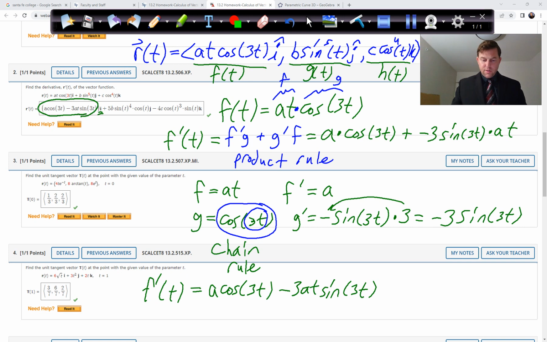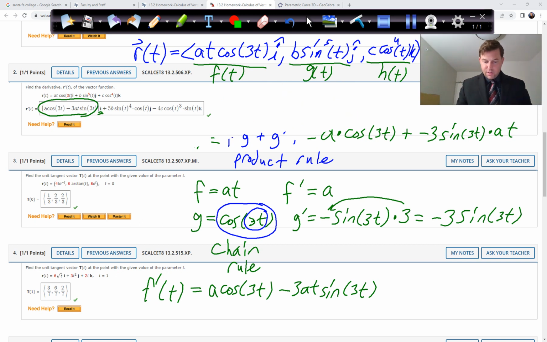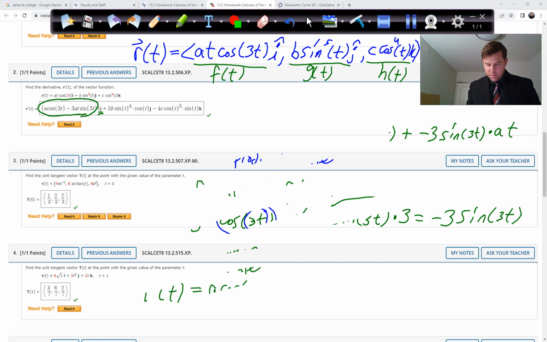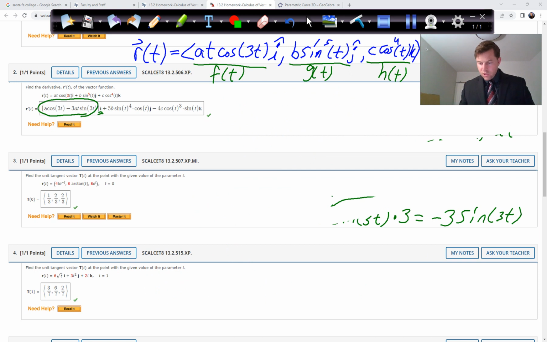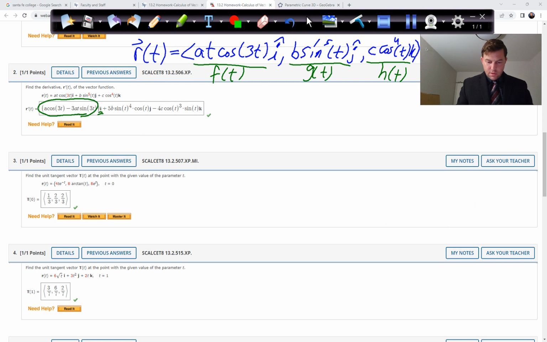Okay, the other two are easier, because you don't need product rule. So let's look at the other two derivatives. So now we are going to use g of t and h of t. So we have g of t, whatever's in front of the j component, was b sine to the 5 of t.